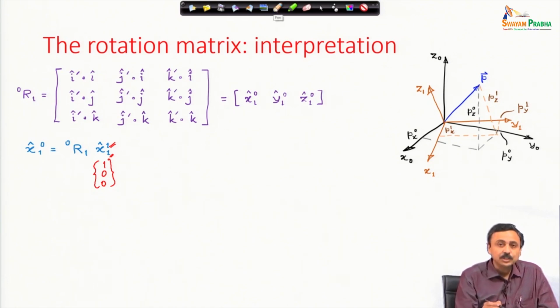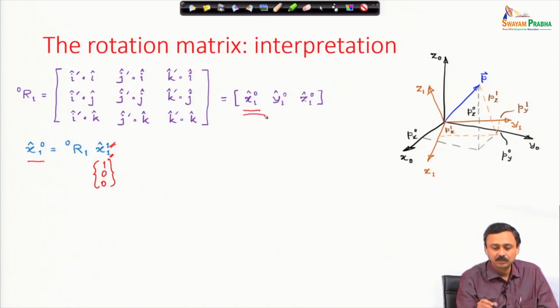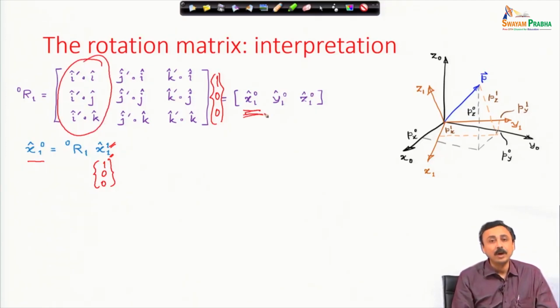Therefore, the representation of the x 1 axis unit vector in its own frame x 1 y 1 z 1 is nothing but 1 0 0, and if you multiply with R from 1 to 0, it will give me x 1 in frame 0. That means, if I multiply this matrix by 1 0 0, it will only filter out this column, and that column is nothing but x 1's representation in frame 0. This is x 1's representation in frame 1, and this one is x 1's representation in frame 0.